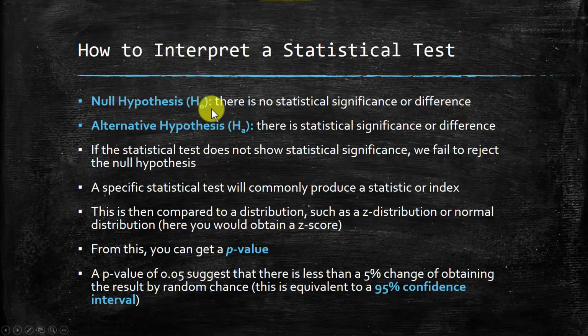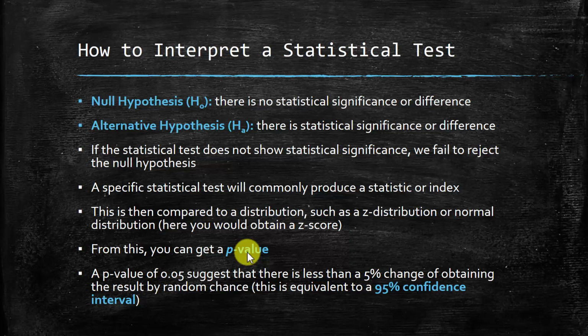This is the symbol for the null, H sub 0. This is the symbol for the alternative, H sub A. If the statistical test does not show statistical significance, we fail to reject the null hypothesis, H0. A specific statistical test will commonly produce some type of statistic or index, and you'll see some different statistics and indexes used here. This is then compared to a distribution such as a z or normal distribution, and we use that to obtain a z-score, and then from that we can obtain a p-value. The p-value is generally what you're going to actually be assessing. For example, we commonly use a p-value of 0.05 as our cutoff.